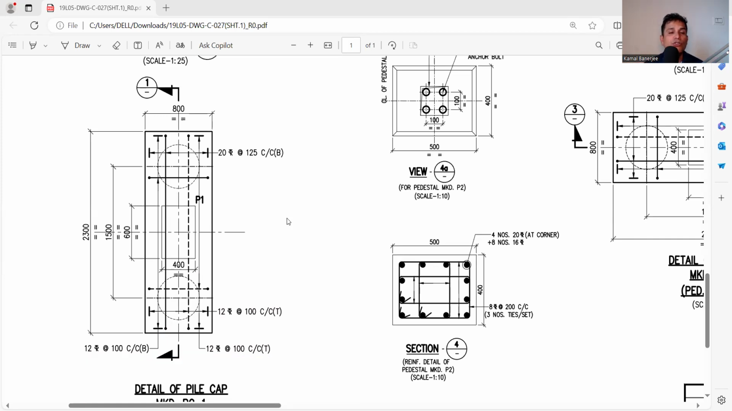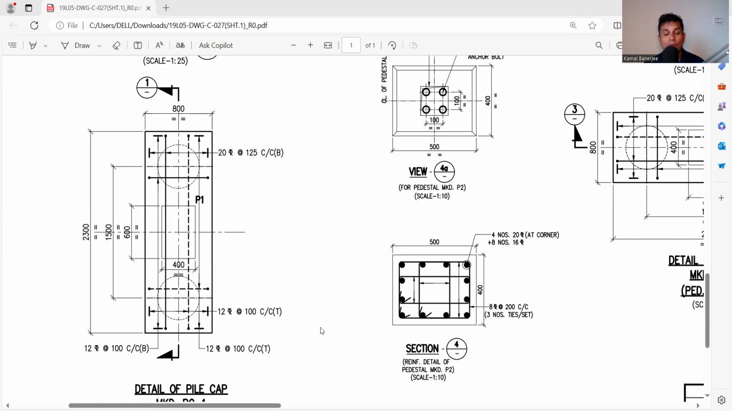Now we need to find out the top reinforcement. Top is the dotted line. This is the dotted line. So from this place to this place, for the top bar in the longer direction, it is 12 torr at the rate of 100 center to center on top. So in the longer direction, the top reinforcement is 12 torr, and for the shorter direction, that is this bar and this bar from this to this, that is also 12 torr at 100 center to center.